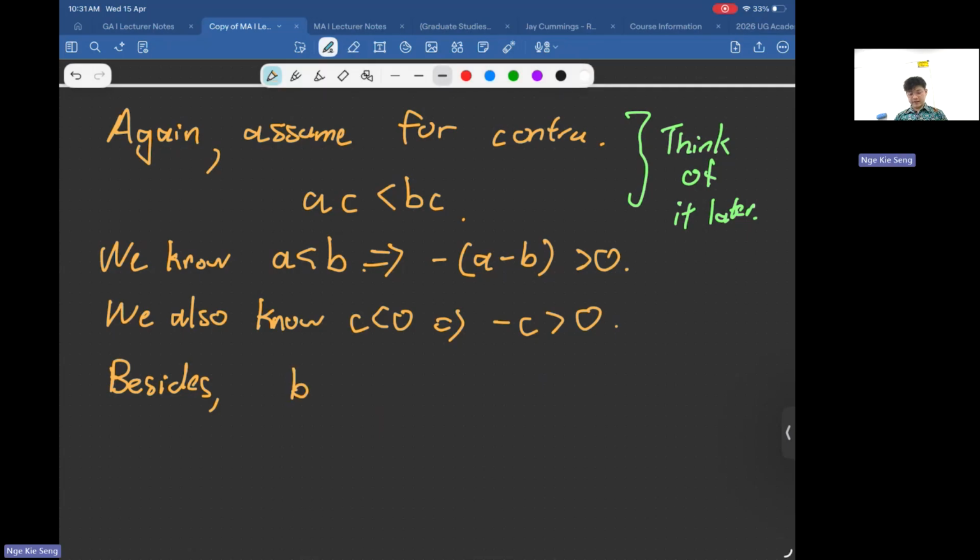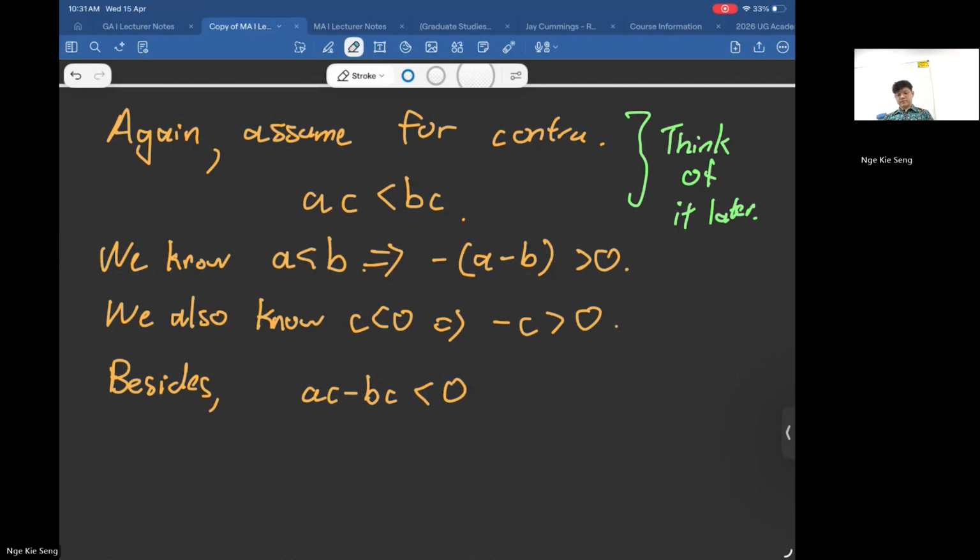AC minus BC equals 0, or which one you want to use? Okay, so you want to use the minus version. Minus of AC minus BC is greater than 0. Is this what you want to use? I said AC minus BC less than 0. It's the same thing, right? Yeah, same thing. The assumption. And then I also said A minus B whole thing and C less than 0.